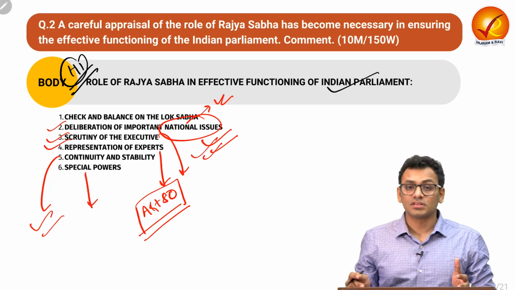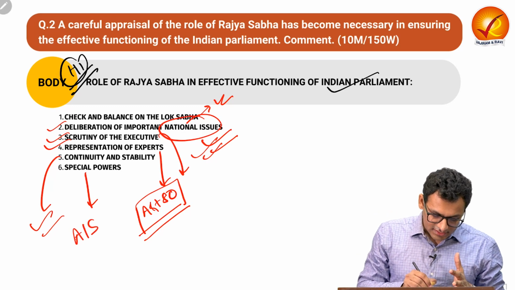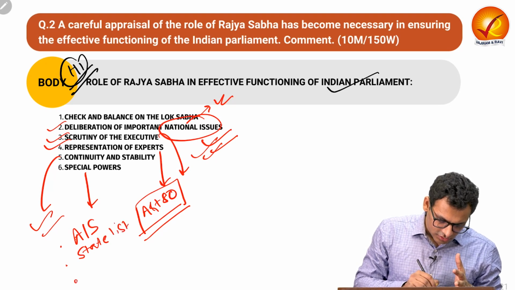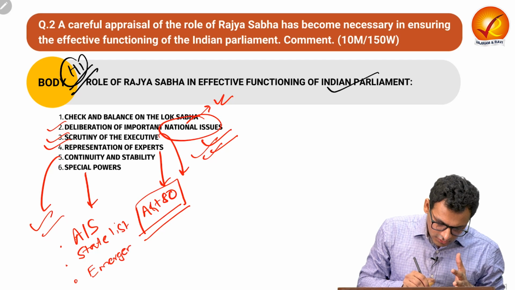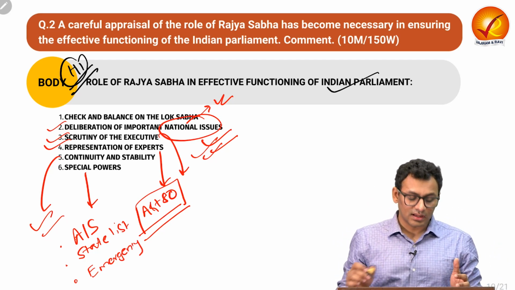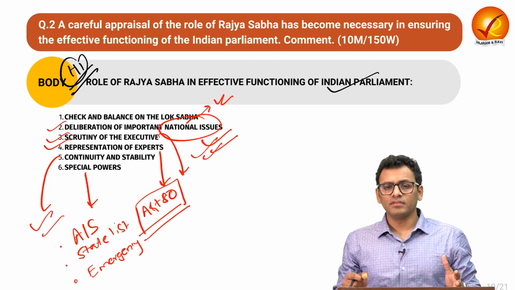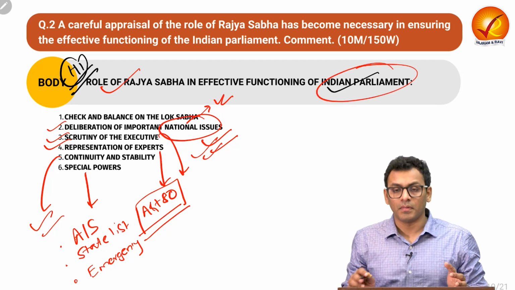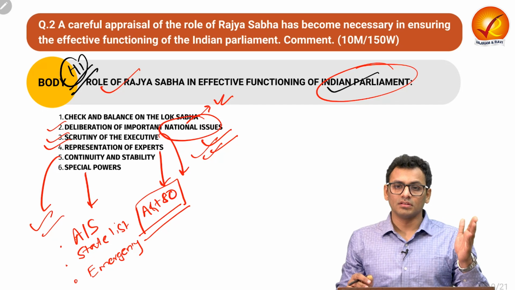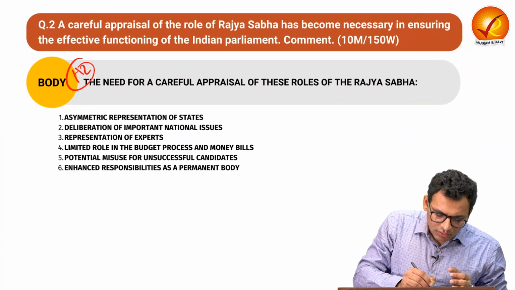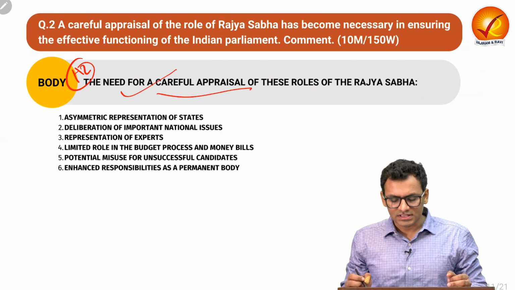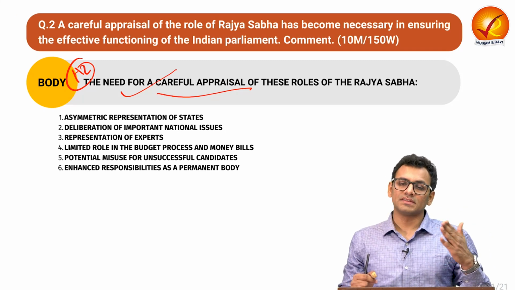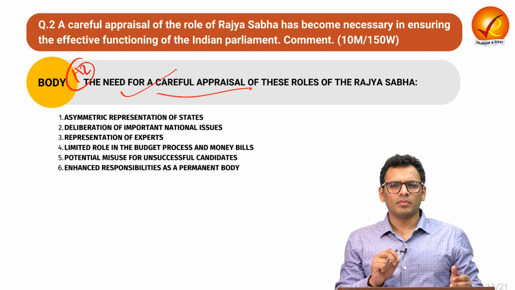And lastly, we have the special powers of Rajya Sabha with respect to all India services, the state list, and also emergency. These are the special powers that Rajya Sabha is accorded with, and that is the role it plays in ensuring effective functioning of the Indian Parliament. So that is all for heading 1 of question number 2. Let us see heading 2, which is the need for careful appraisal of these roles in Rajya Sabha. Over here, we understand the limitations, and thus in the conclusion, we can talk about the way ahead.